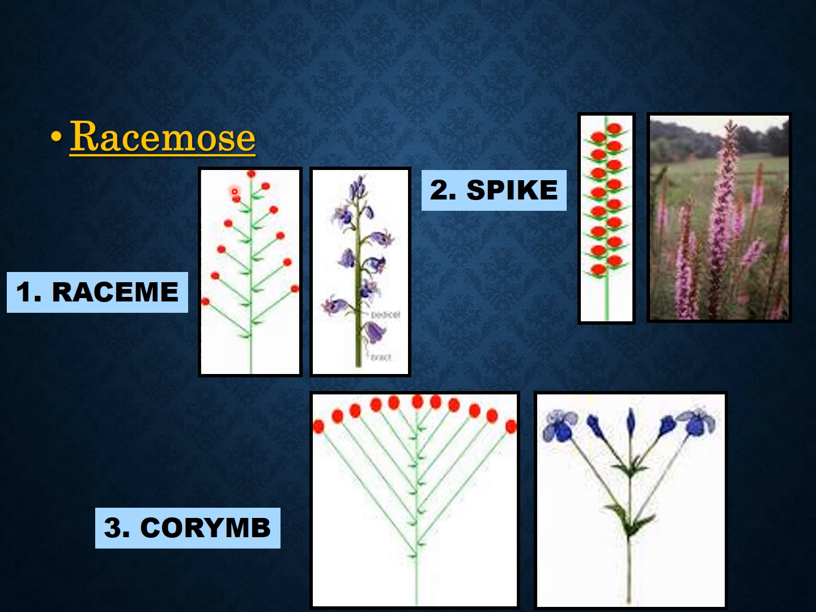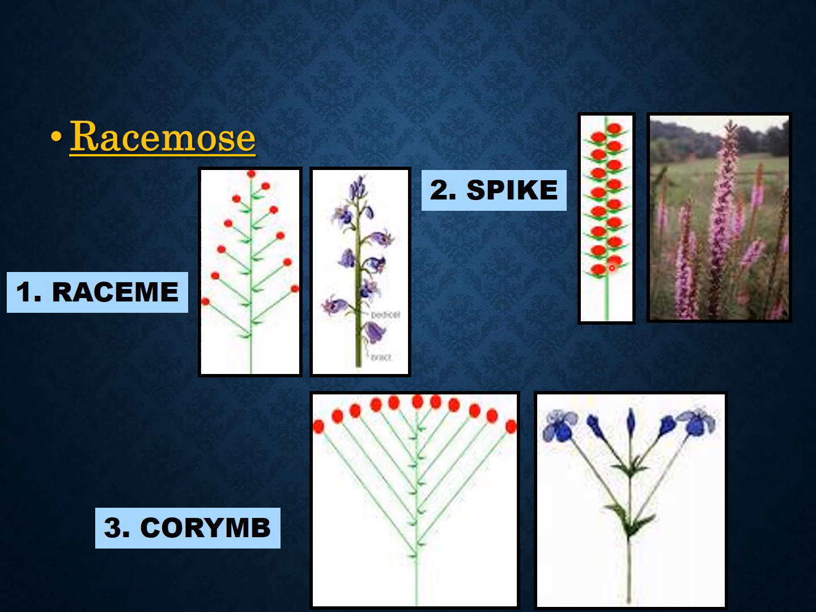Racemose inflorescence is the type of inflorescence in which the flowers are arranged around a central axis which may be elongated in some cases or much reduced in some cases. The younger flowers occupy the upper position and the older flowers occupy the lower position. These are of the following types. Number one is called raceme. When the central axis is elongated and the flowers are pedicellate, with older flowers in the lower portions and younger flowers in the upper portion, it is called a raceme.